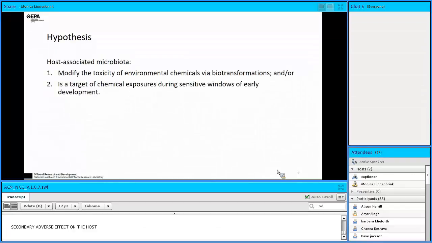So the hypotheses that are driving this research are that host-associated microbiota either modify the toxicity of environmental chemicals by performing biotransformations, or that microbes are a target of chemical exposures during sensitive windows of early development. So this relates to the toxicokinetic and toxicodynamic hypotheses.